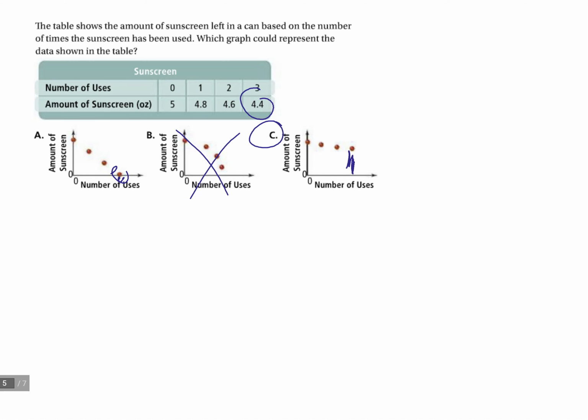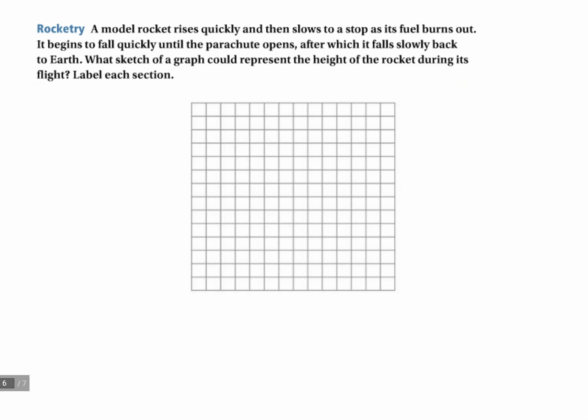All right, so now we're going to do this problem. This is now where we're going to start making graphs. So we have a model rocket rising quickly, and then it slows to a stop as its fuel burns out. All right, so you're going to have to try to picture what's going on here. So it begins to fall quickly until a parachute opens, after which it falls slowly back to Earth. So it says, what sketch of a graph could represent the height of the rocket during its flight, and label each section. So we're going to have to come up with a graph for this. And really, there's no perfectly right answer, but there's definitely wrong answers, okay?